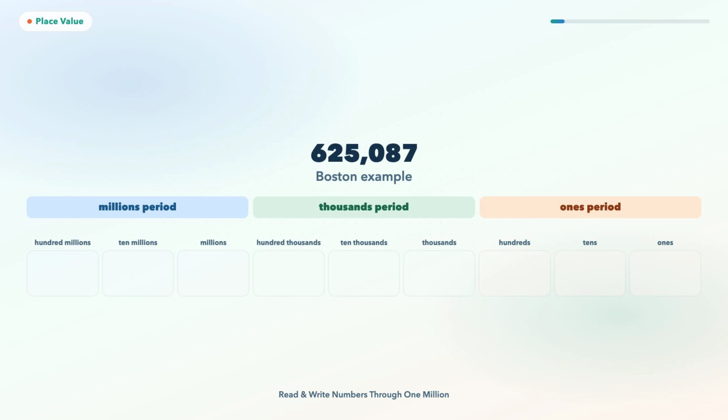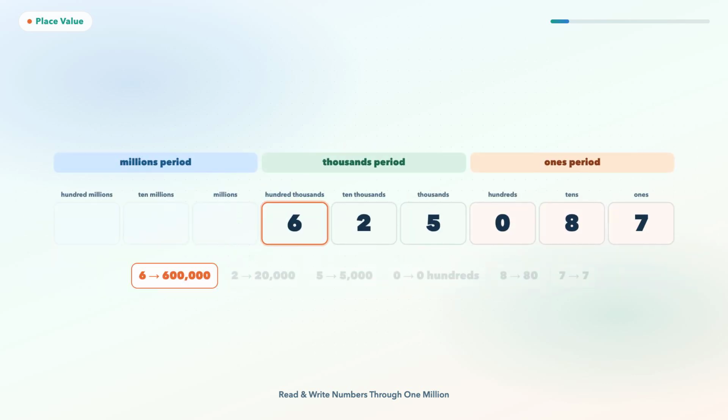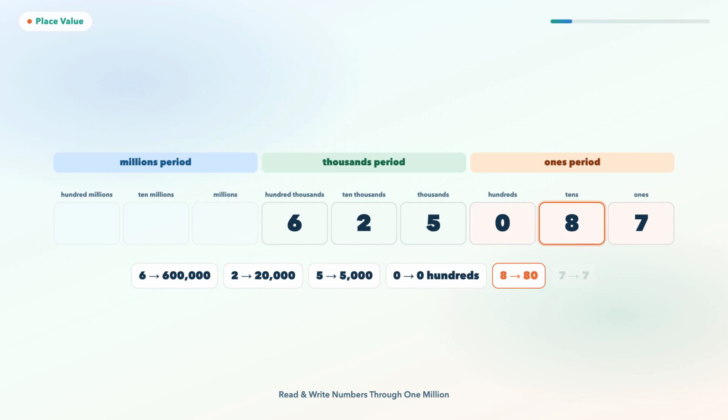Let's drop Boston's population into the chart, 625,087. Watch each digit land in its column, 6, 2, 5, 0, 8, 7. That's 625,087. Now read each digit's value. The 6 is 600,000. The 2 is 20,000. The 5 is 5,000. The 0 means 0 hundreds. That place isn't empty of meaning. It holds the spot. The 8 is 80. And the 7 is 7.